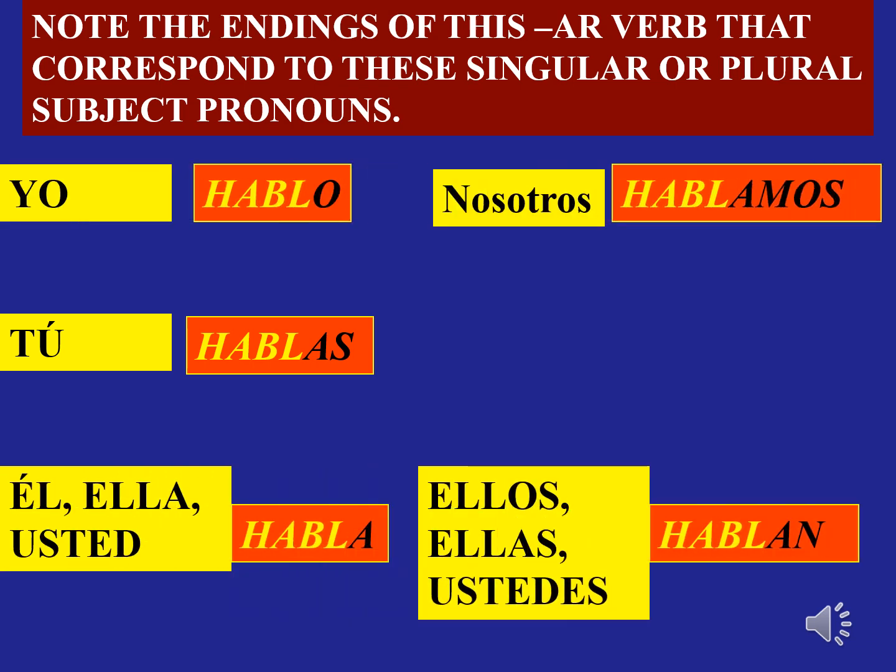We go back to the AR verb hablar, and you see what we already learned. Yo hablo, tú hablas, él, ella, usted habla. However, when we go on the plural side and we say nosotros, we have another new form here, hablamos. And then ellos, ellas, ustedes, we have the form hablan. So there are a total of 5 forms that you're learning for each verb in the simple present tense.